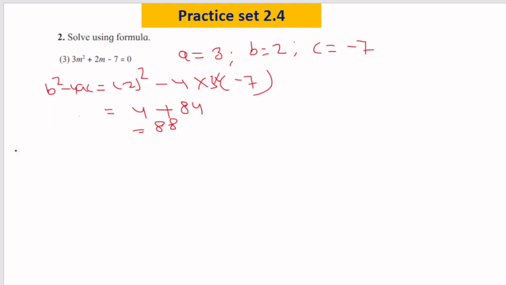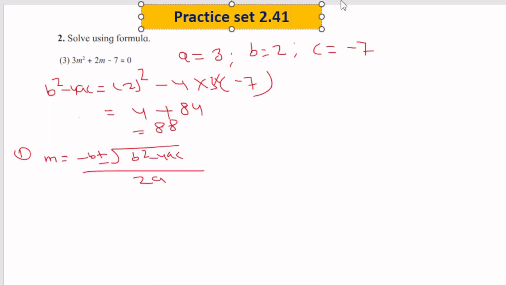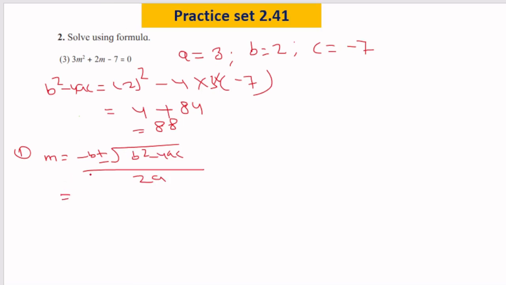Perfect. So first square root, let's say here in this case we have m, so I can write m is equal to minus b plus minus square root of b square minus 4ac divided by 2a. Now quickly substitute the value. Minus b in place of b will be, what is the value of b? 2, so minus 2. So here plus minus, right? For the first factor, I'll use just plus. Square root of 88 divided by 2 into a, and a is 3. So 2 into minus 2.